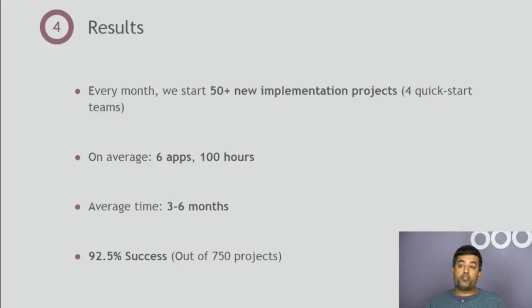But here at Odoo, whether it's here in our San Francisco office, our India office, our Hong Kong office, our Dubai office, or any one of our 3 offices in Europe, we start about 50 plus implementation projects every single month. Okay, and we have 4 Quickstart teams. And by Quickstart teams, we mean the professional services, the project managers, and the implementers.